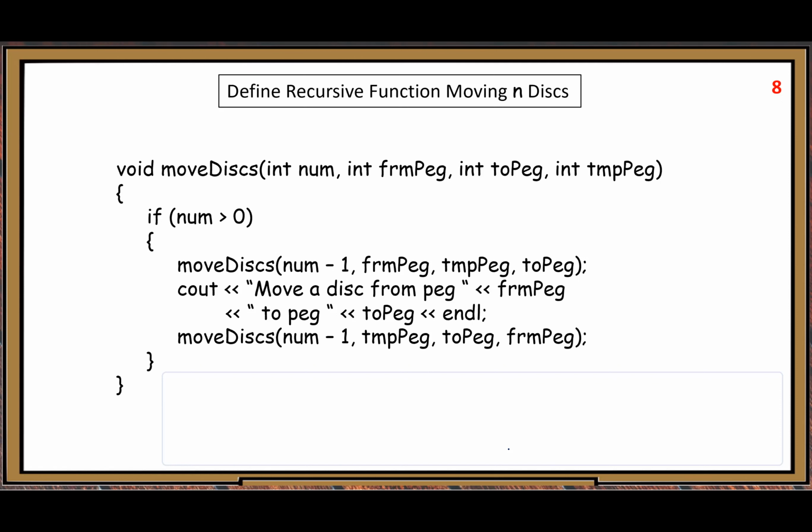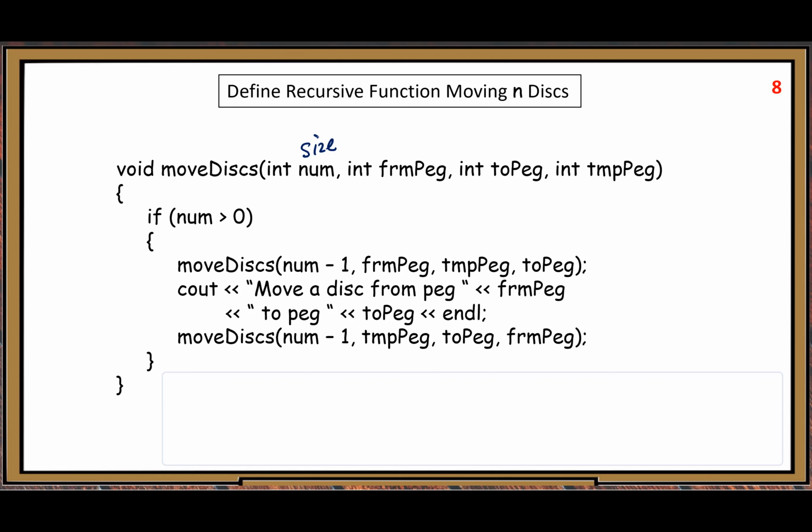So we have a recursive function. Here we have 4 parameters. The first one is the number of disks, the size number, an integer. Then 3 pegs: from peg, to peg as the destination, and the middle one, the temporary peg, as the 4th parameter. So peg number 1, 2, 3.